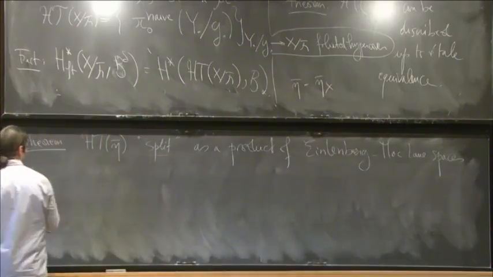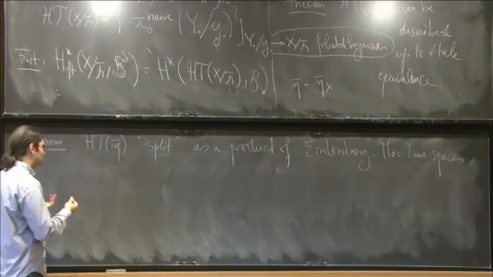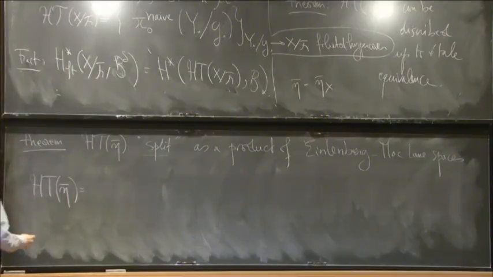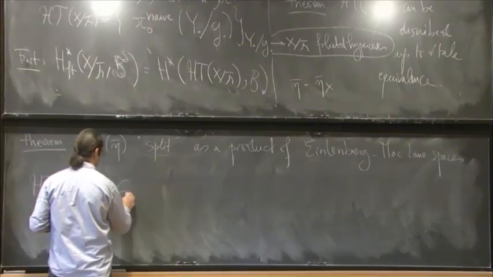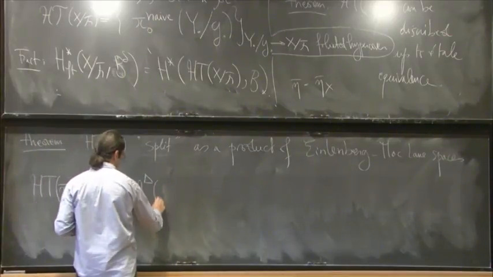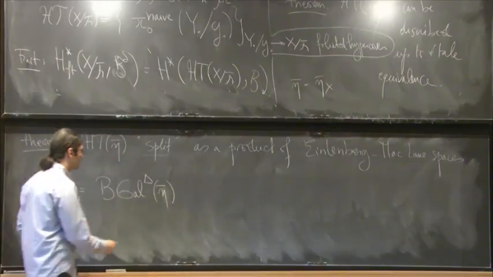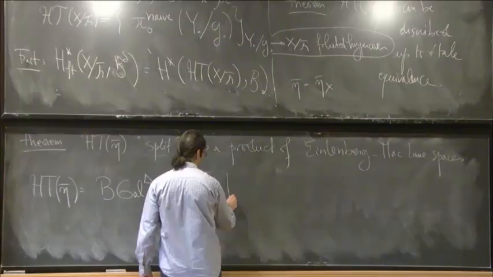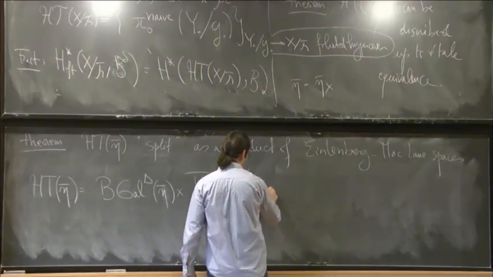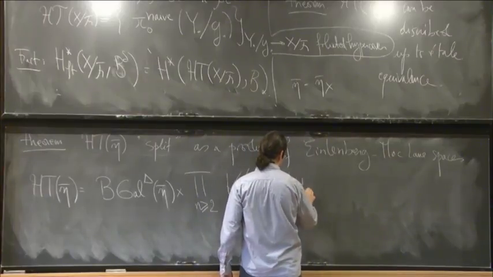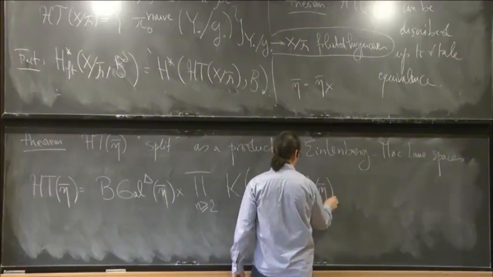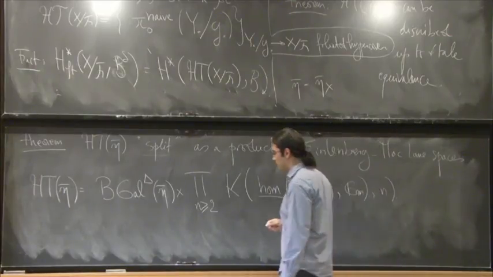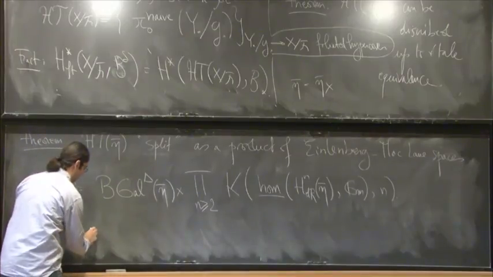But I will write an even more precise thing. I will write a formula for this guy. It could be as follows. There will be the classifying space of the differential Galois group of eta bar. And then there will be a product over the integers bigger than 2 of an Eilenberg-MacLane space like this, which will depend only on the de Rham cohomology of eta bar. And then there will be some non-affine part.